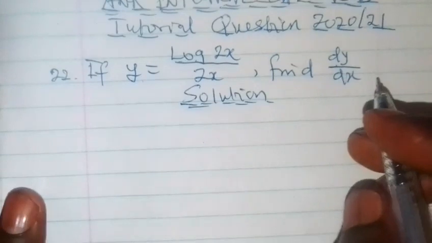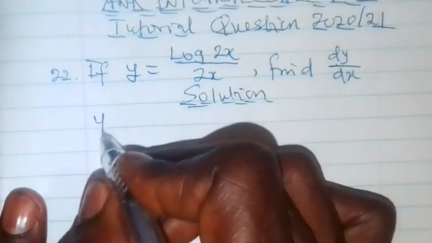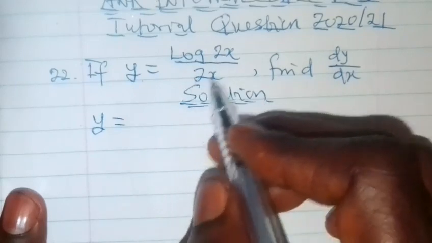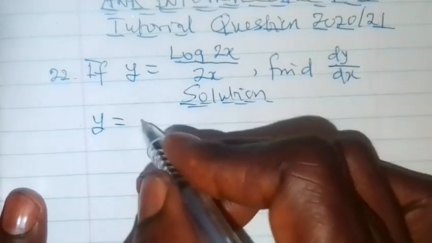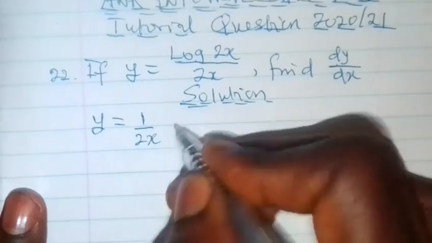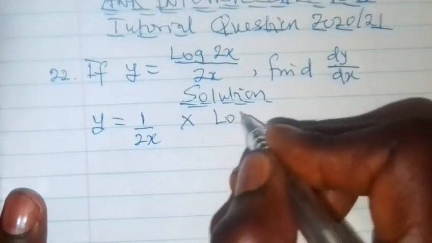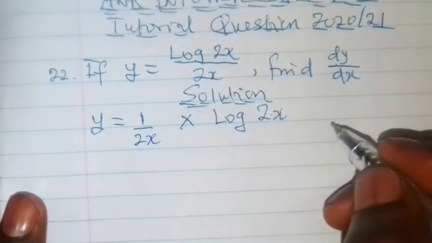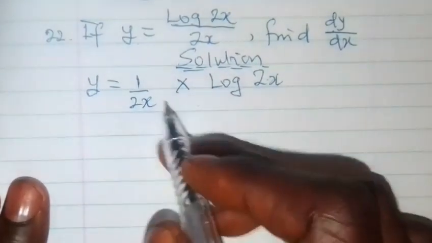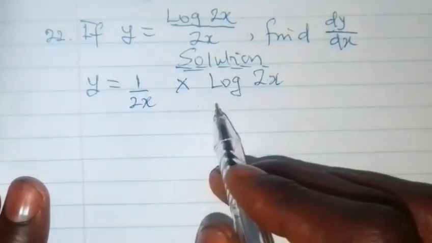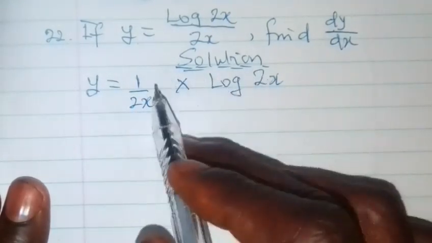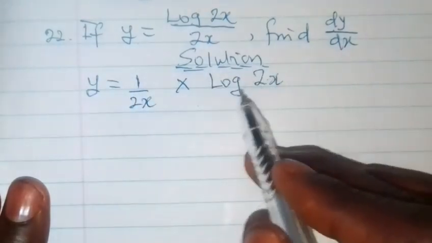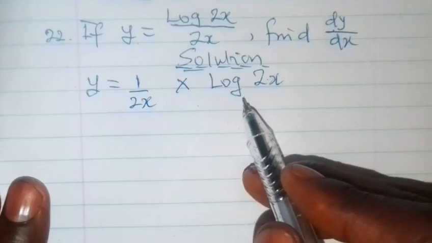The very first thing we are going to do here is to rewrite our y. Instead of writing it like this, we are going to write out 1 upon 2x and multiply it by the natural log of 2x. This is the first step. Now we are going to apply the product rule, and according to the product rule, we must get the derivative of this separately and the derivative of this separately. Let me show you how to go about it.